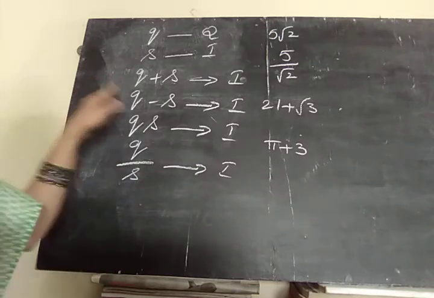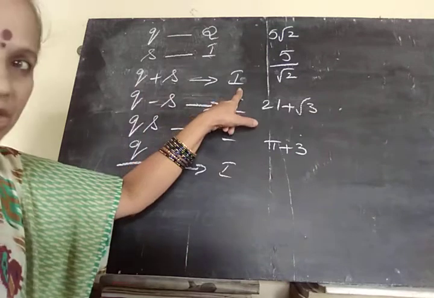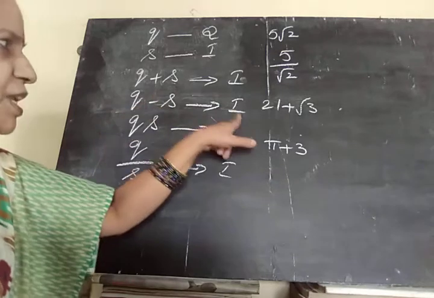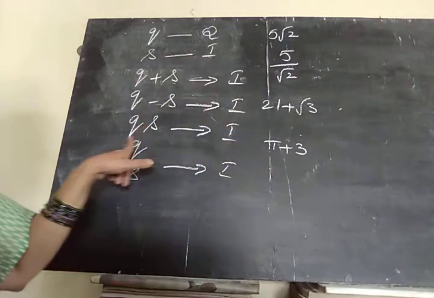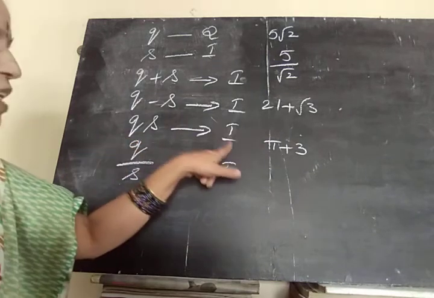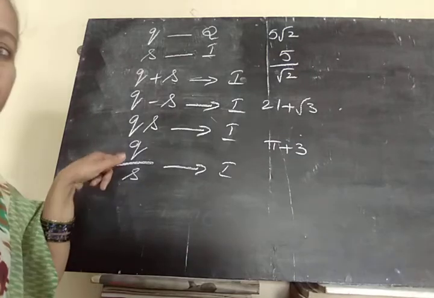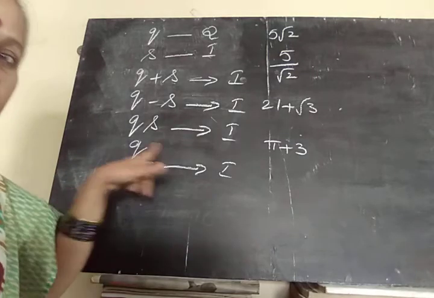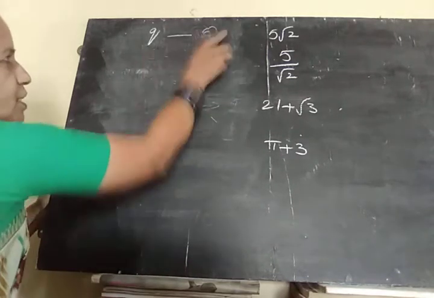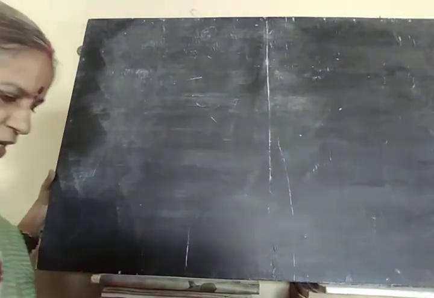So if any irrational number is added to a rational number, we will get an irrational number only. While subtracting an irrational number from a rational number, also we will get an irrational number only. Multiplying a rational number and an irrational number, also we will get irrational only. While dividing by an irrational number, the quotient is also an irrational number only. So finally these are all irrational numbers only. Understood?